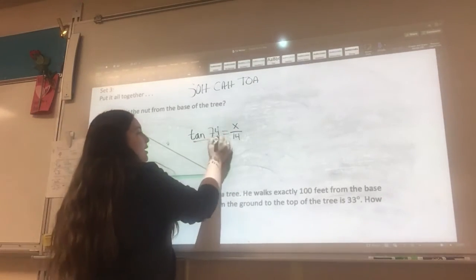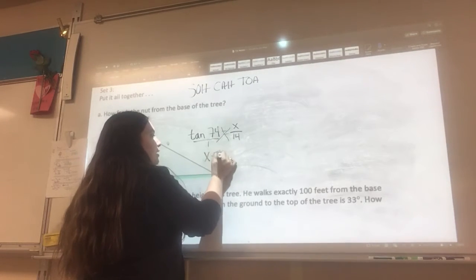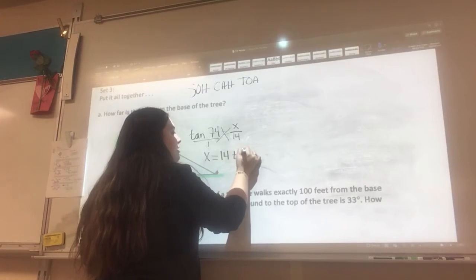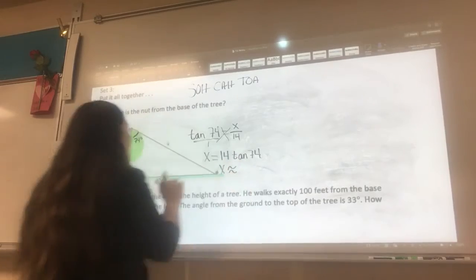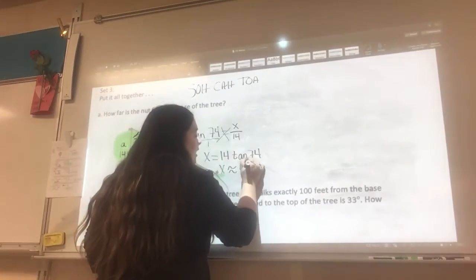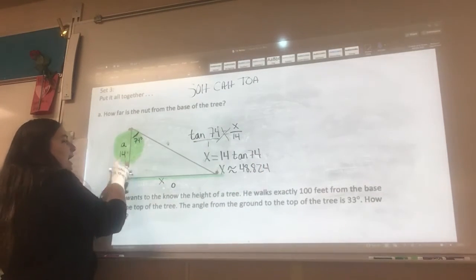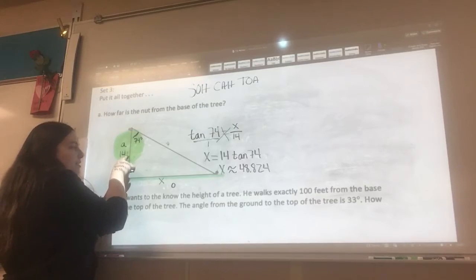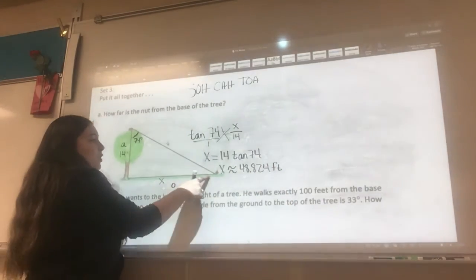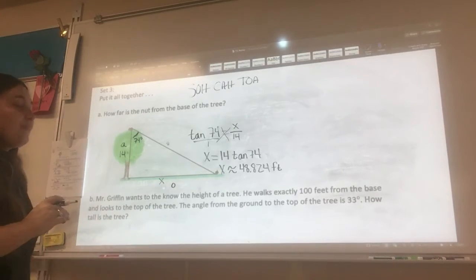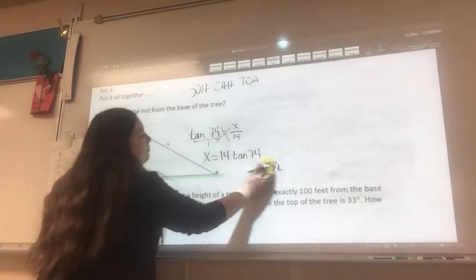We put this over 1 and we're going to cross multiply. So again, variable first, I get x times 1 is equal to 14 tangent of 74. Plug that into our calculator and we're going to approximately get 48.824. But what is it? We have to look for our units on these. So this one says feet. So we have our nut away from the tree about 48.824 feet away. Okay. Real world scenarios. This is why trigonometry is so important.